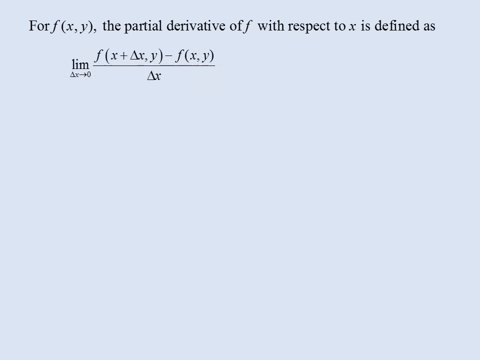Very similar to the definition from Calculus 1, the difference quotient looks like this. And you notice that the y in this case is just a y. The change, the delta, is on the x. So we are changing the x and looking at what happens when we change only the x. We call this the partial derivative with respect to x when we're changing only the x.